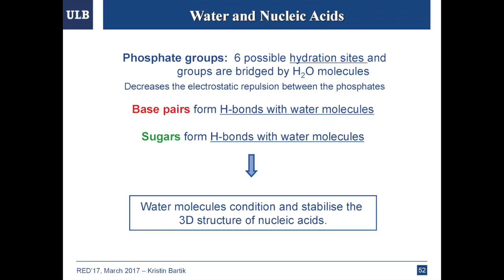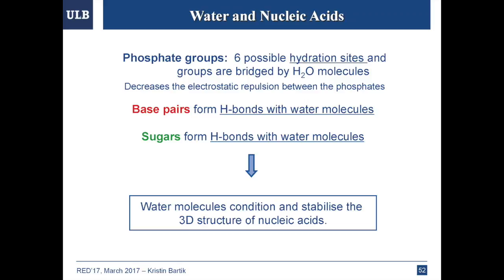But what happens with these phosphate groups? It's true that forming this helical structure tries to get them further away from each other. But it's also going to be the fact that you have hydration sites, that on these phosphate groups, the water molecules can come and form hydrogen bonds. And this is going to help screen the electrostatic repulsion between 2 phosphate groups which are next to each other. So it decreases this electrostatic repulsion.